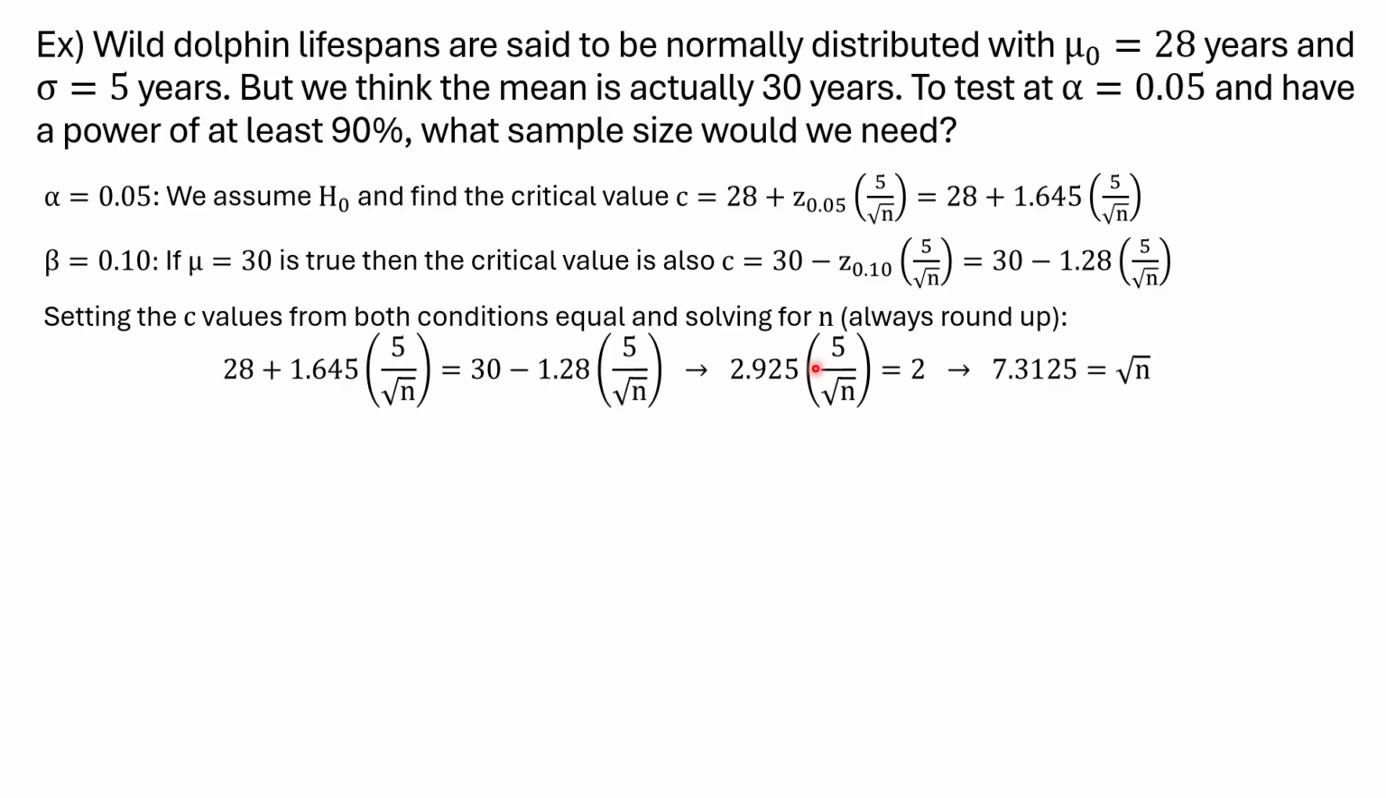And then solving for n, we can add 1.28 standard errors on both sides and then subtract 28 on both sides to get 2.925 standard errors equals 2. 5 over root n is standard error. And then we can multiply both sides by root n and divide by 2 on both sides, so we get root n is 7.3125. Then we'll square both sides, so n is 53.47 about, so we'll round up to n of 54.